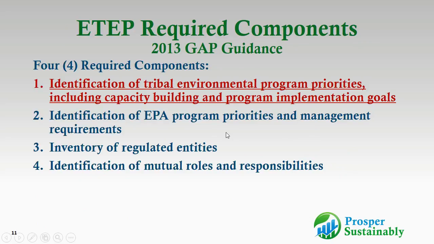And here is a brief reminder and overview of the 4 required components for an ETEP. So far, we've just been focusing on component number 1, which is the identification of tribal environmental program priorities, including capacity building and program implementation goals, which is really 95% of the work in developing an ETEP. We're going to cover the other ones in session 6 shortly, and you'll understand what each of these are and how to meet these requirements and incorporate them into your final ETEP.